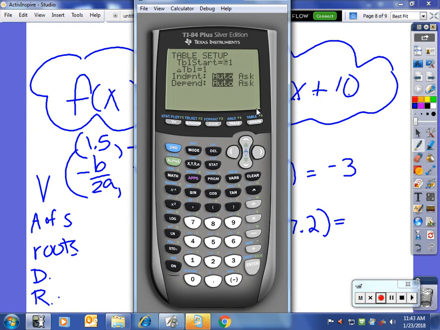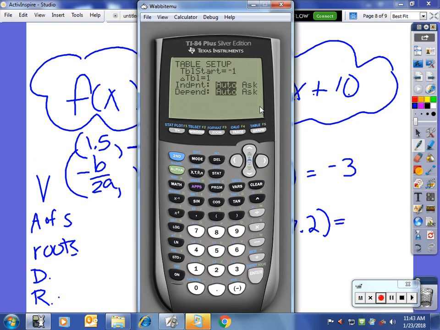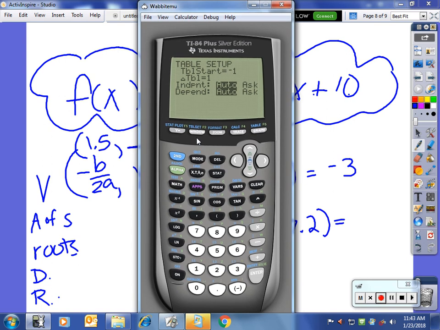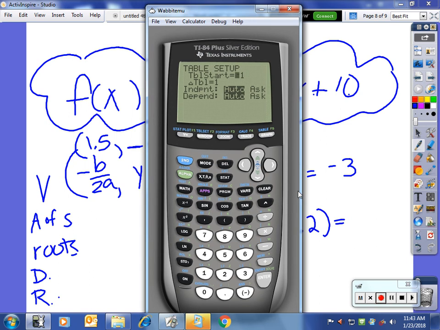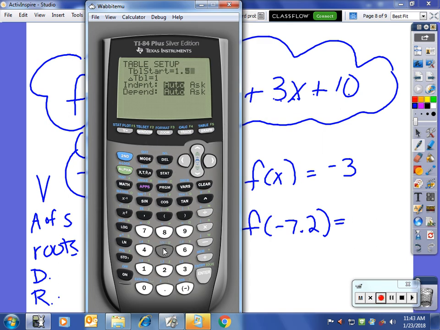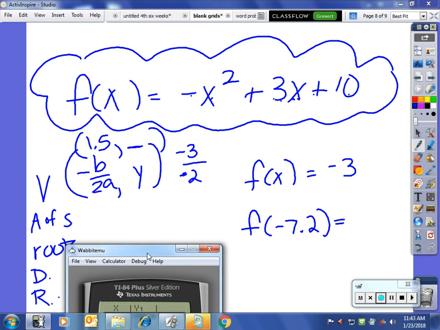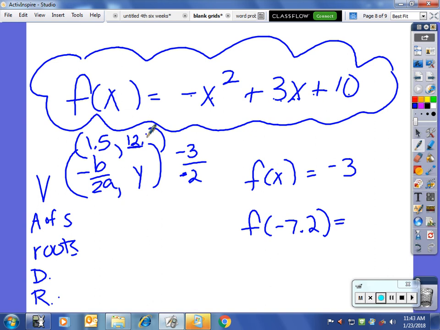But first I'm going to tell the table to start at 1.5. I'm going to go to the table set key, which is above the window key, and I can control the x's. Okay, so I know that the x is 1.5, so I'm going to make the table show me an x value of 1.5. What's the y value that goes with it? 12.25. So there's my complete vertex, the x number and the y number.